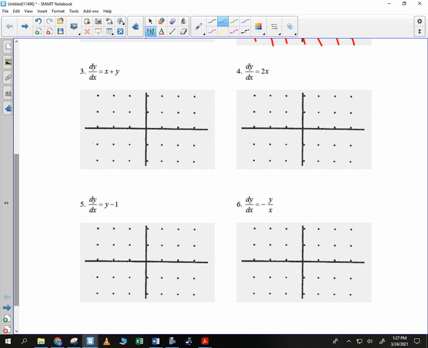I will start here. 0 plus 0 is 0. If I go here, this is the coordinate 1, 2, 3. 1, 2. 3 plus 2 is 5. So go ahead and add them together. See if you could take some time and come up with the appropriate slope field. Go ahead, see what you come up with.